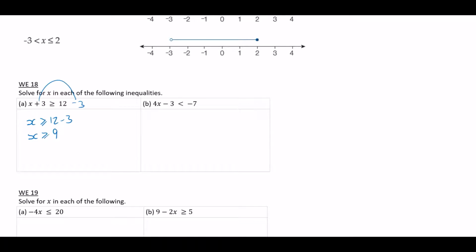So that means any value of x greater than or equal to 9 will hold true in this inequality. If I use 9, for example, then 9 plus 3 is equal to 12, so that holds true. If I use the number 20, well 20 plus 3 is greater than or equal to 12. It's greater than, so it's just greater than.